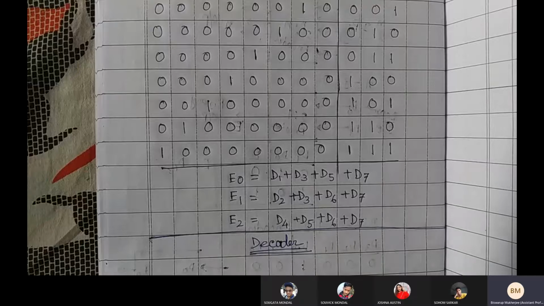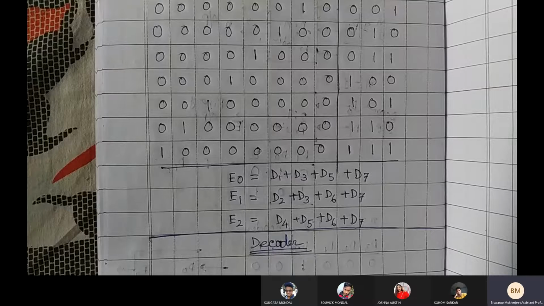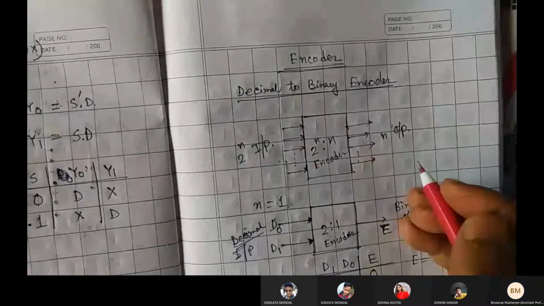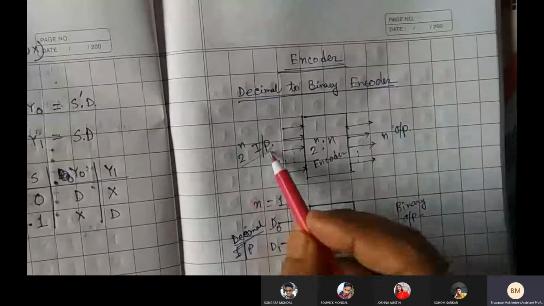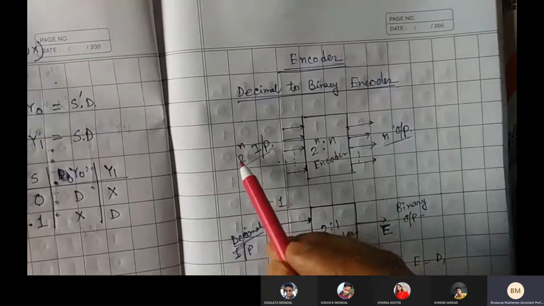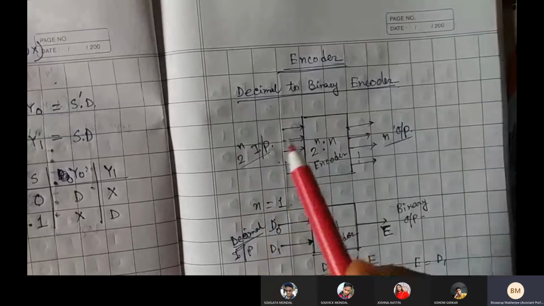Okay. So similarly, coming to the decoder, as the demultiplexer is just the opposite of a multiplexer, similarly a decoder will be just the opposite of an encoder. Okay. What is that? If the encoder has 2 to the power n inputs and n outputs, the decoder is just opposite. It will have n inputs, and accordingly, 2 to the power n outputs.